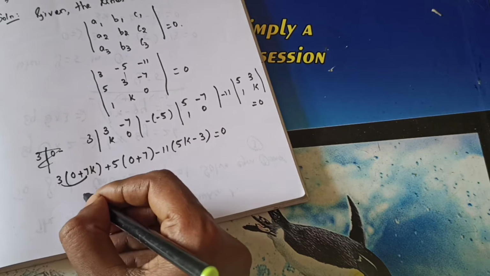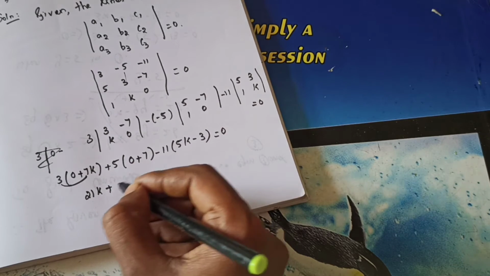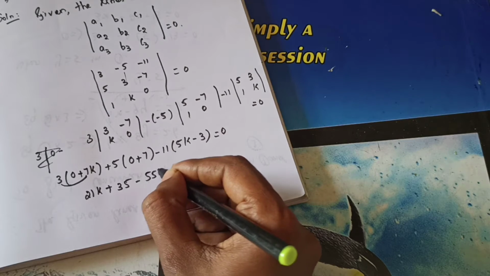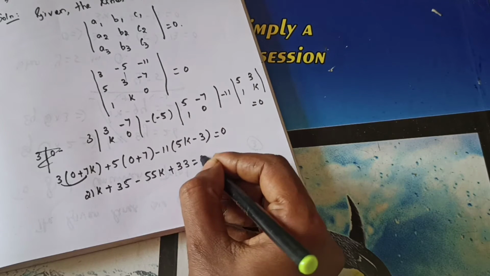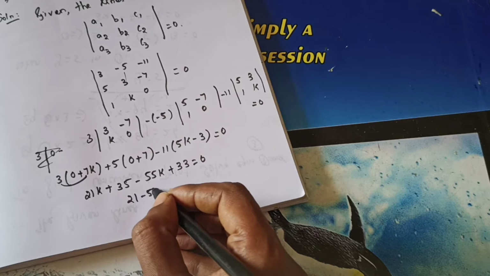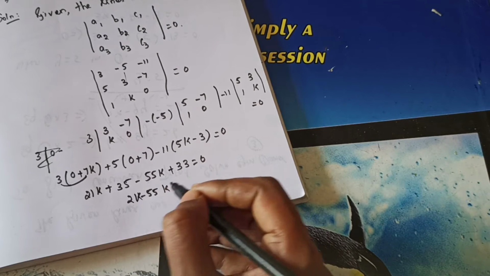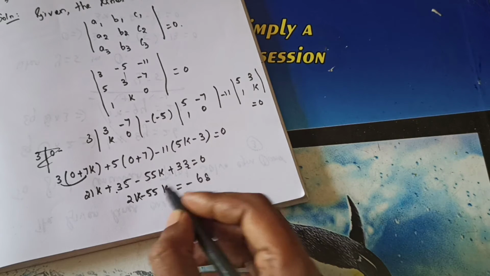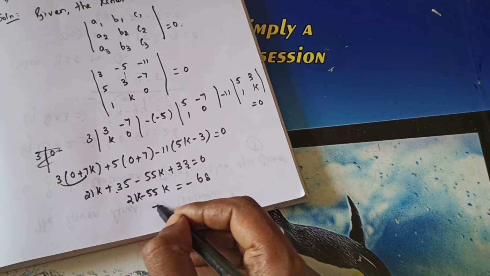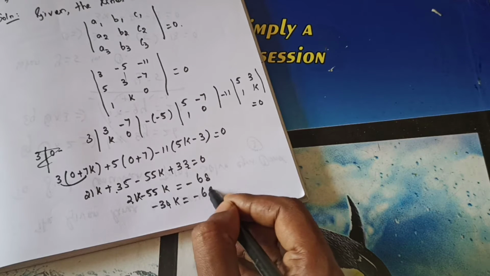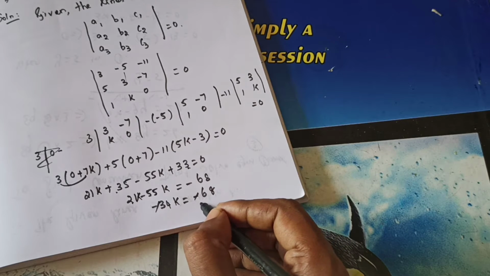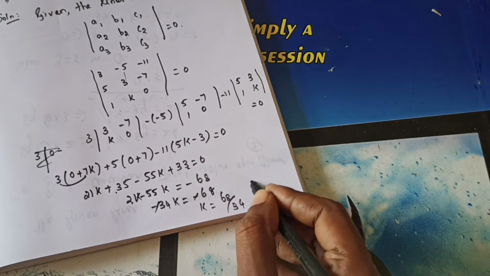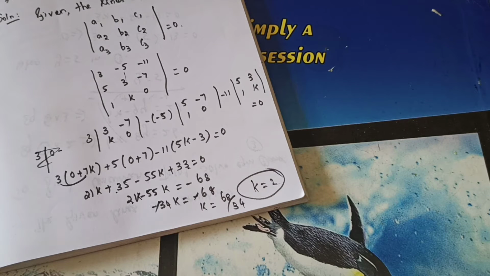So 3 into 7 means 21k, 5 into 7 means 35, minus 55k, and minus into minus gives plus 33, equal to 0. Keep the k terms on this side and the remaining on that side. 21k minus 55k is equal to minus 68. So minus 34k is equal to minus 68. K is equal to 68 by 34, so k equal to 2 is the answer. Very easy. If you just expand the determinant you will get the answer.